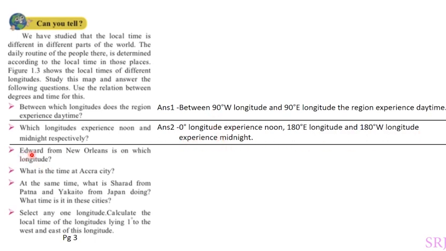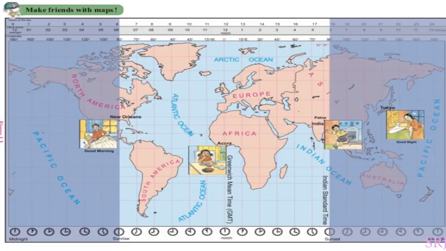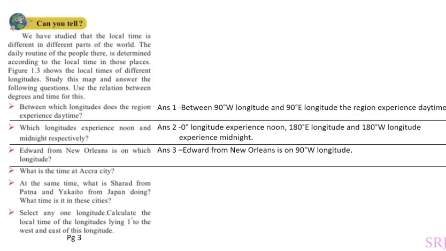Question number 3. Edward from New Orleans is on which longitude? So let us refer to the map now. So here is New Orleans. So the answer will be: Edward from New Orleans is on 90 degree west longitude. Answer 3 is: Edward from New Orleans is on 90 degree west longitude.